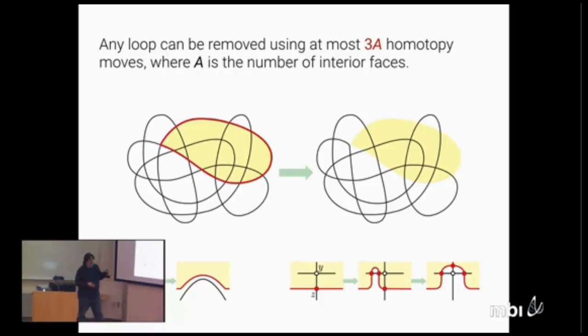So instead of looking for bygones and removing them, I'm going to look for loops, which is actually quite a bit simpler. Just wander around the curve until you reach the first point that you've seen before. That subpath is a loop. And so I'm going to take this loop and I'm going to contract it. And the number of moves that I need to contract it turns out to only be 3 times the number of faces, the area of the loop.